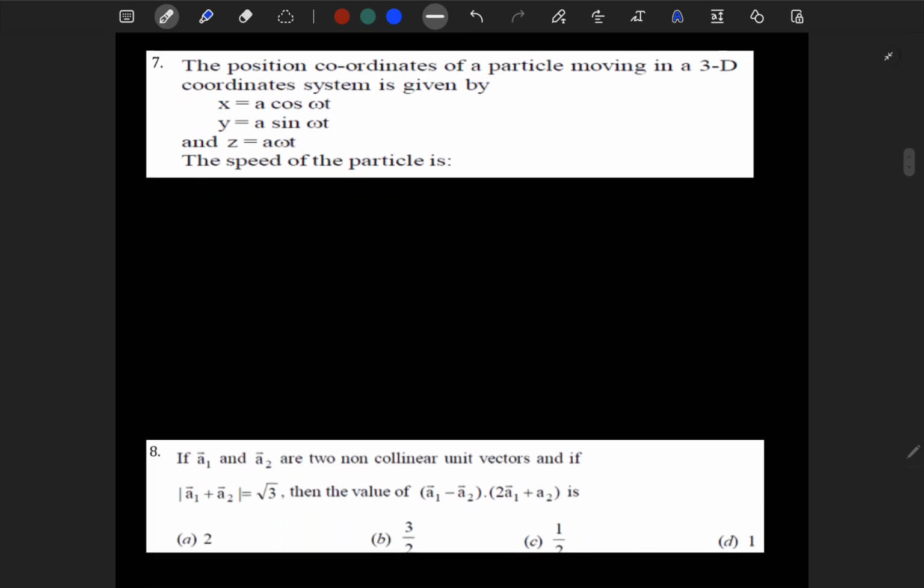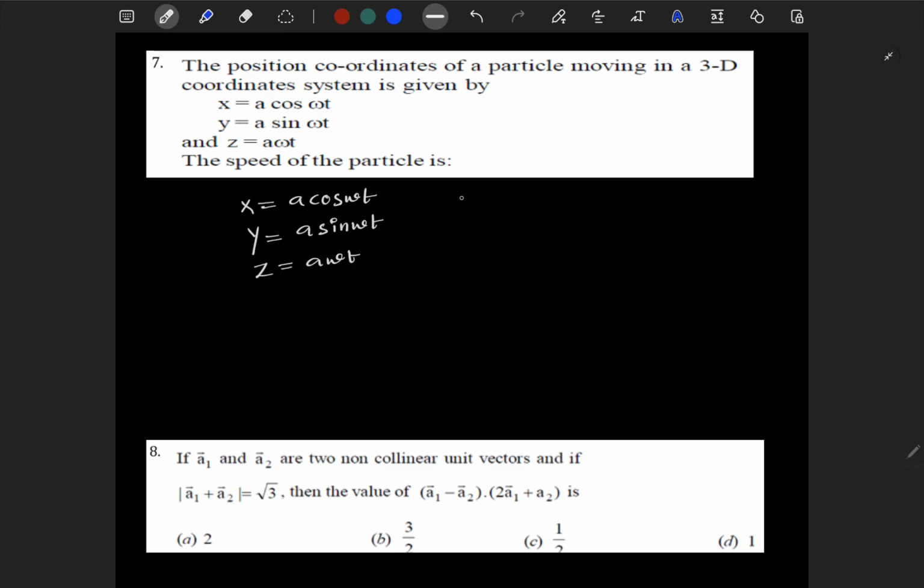Let's solve the question number 7. The position coordinates of a particle moving in a 3-dimensional coordinate system is given by, so this is a 3-dimensional motion, but not a complicated one in terms of this particular question. So x is given as a cos omega t, and y is given as a sin omega t, and z is given as a omega t. So you are supposed to find the speed of the particle.